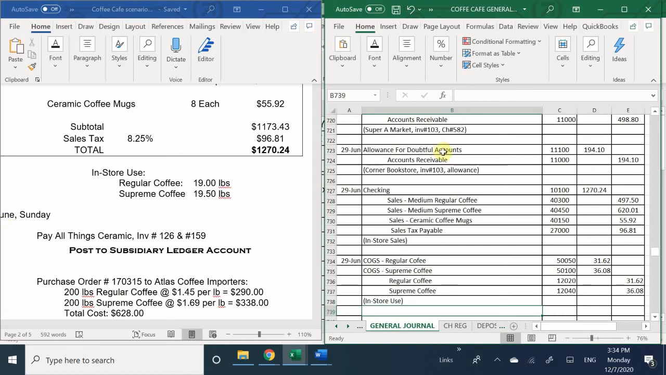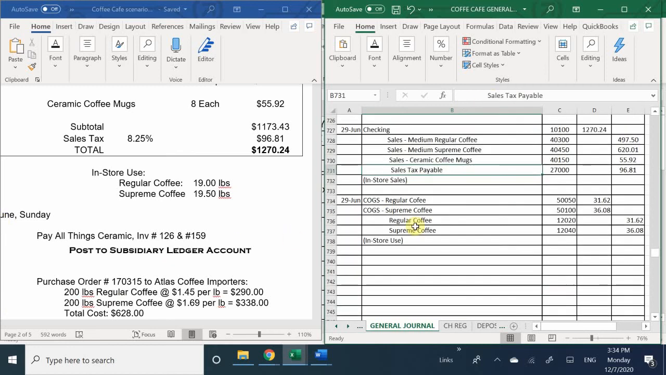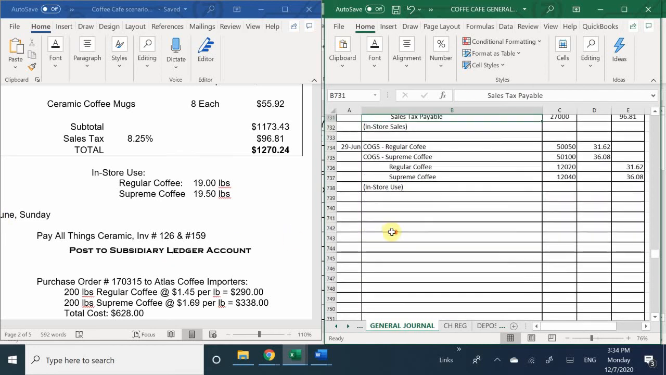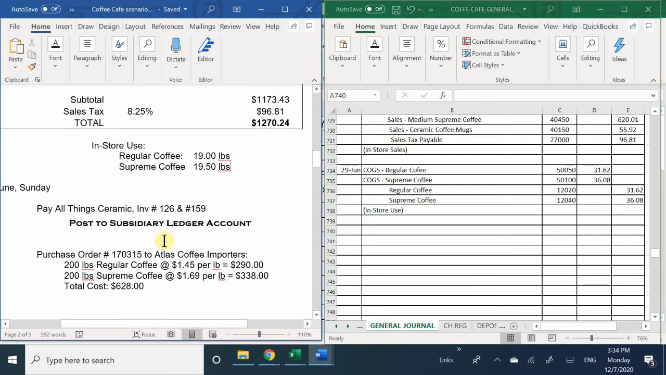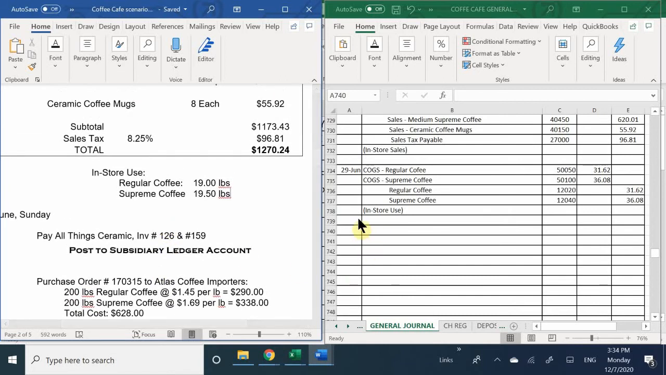We just finished up doing our cost of goods sold, and we finished up the last transaction for the 29th. So now we're moving on to the very last day, which is Sunday, June 30th. So, what happened here? Sunday, June 30th, we pay All Things Ceramic invoice number 126 and 159, and it goes through the subsidiary ledger account.